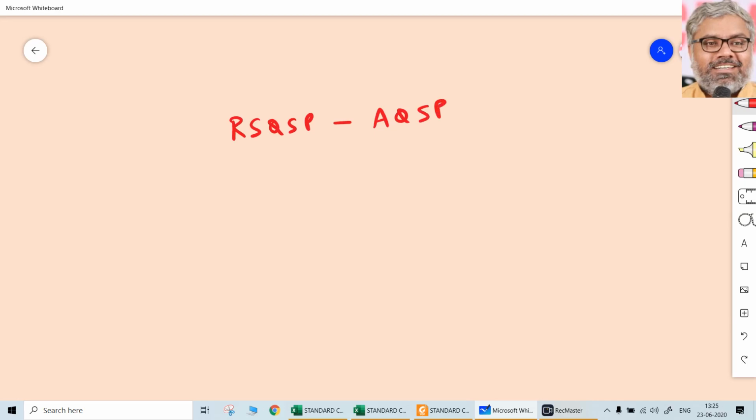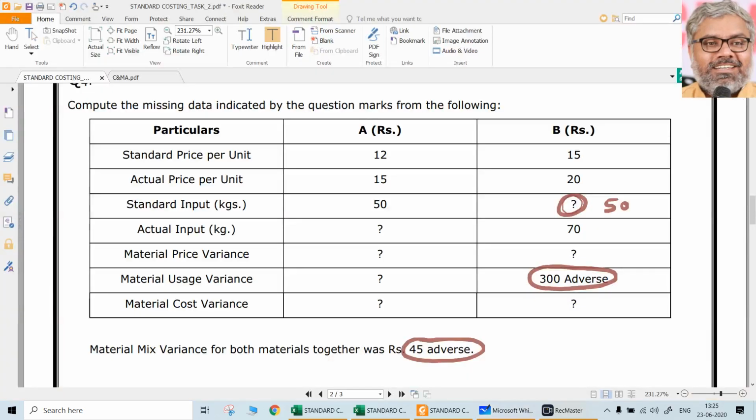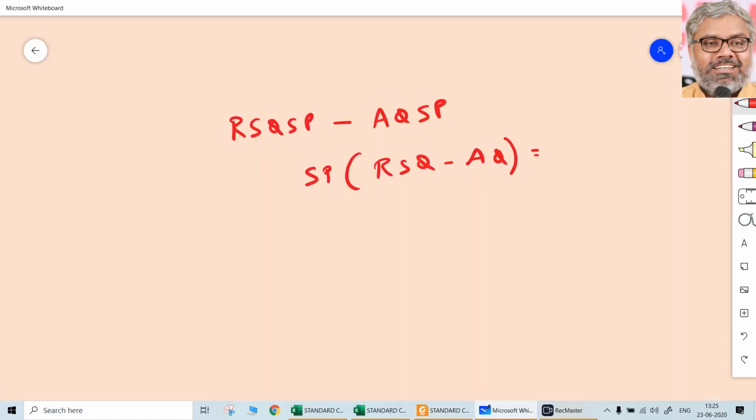So that is the formula for material mix variance. In other words, standard price into (RSQ minus AQ) is equal to, how much is that? 45. But this is not for one. It is for both the materials we have to do this. So let us do one by one for each of the materials.